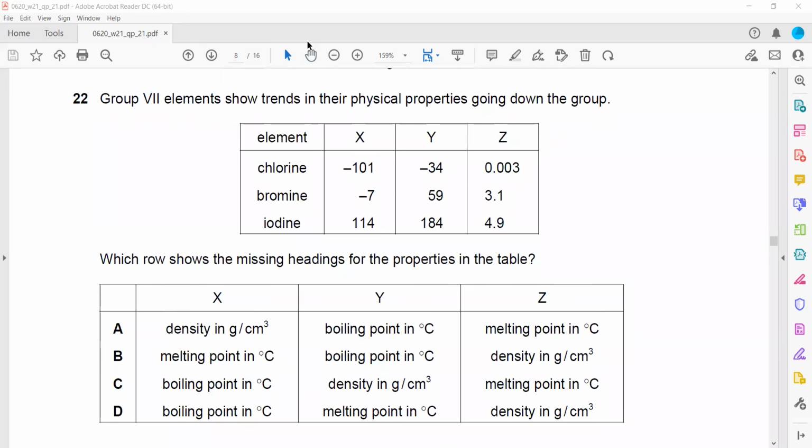Question 22. Group 7 elements show trends in their physical properties as we go down, like we have chlorine, bromine, and iodine. Which row shows the missing heading for the properties in the table? As we go down the group, what happens to the melting point or boiling point of these halogens? It increases. So here minus 101, minus 7, and 114. So it means it is increasing. So X can be a melting point or a boiling point.